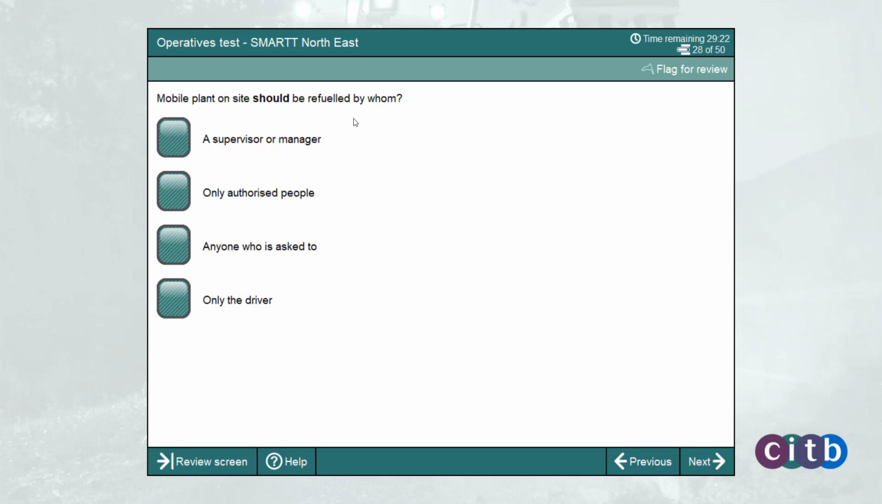Mobile plant on site should be refueled by whom? A supervisor or manager? Only authorized people. Anyone who is asked to. Only the driver.